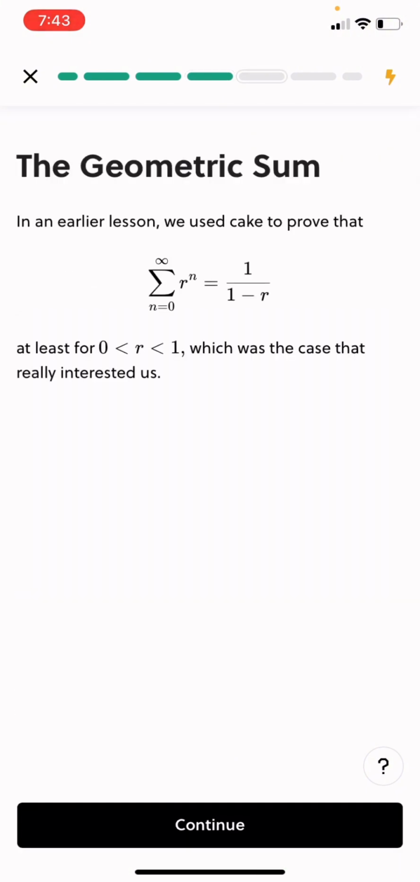The geometric sum. In an earlier lesson, we used cake to prove that the sum from n equals 0 to infinity of r to the n equals 1 over 1 minus r, at least for 0 less than r less than 1, which was the case that really interested us.